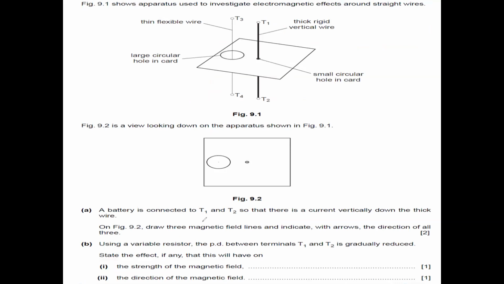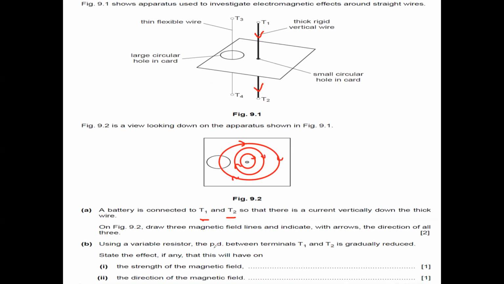In the question, a battery is connected between T1 and T2. There's a current vertically down. So the current is going down. If you look at the card, the current is going down. On the figure, draw the magnetic field lines and indicate the direction with an arrow. So how do we draw the magnetic field lines? Because the current is down, meaning going into the card, this will be the magnetic field direction.